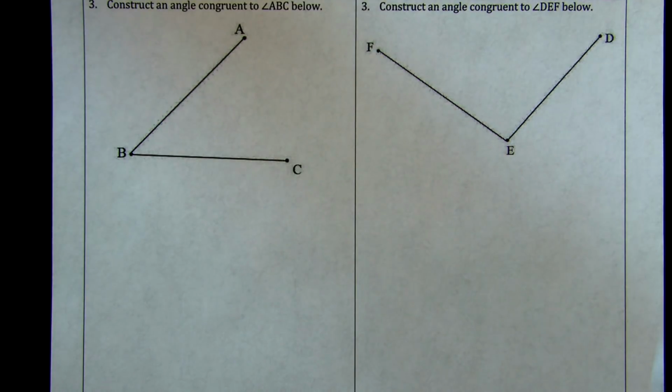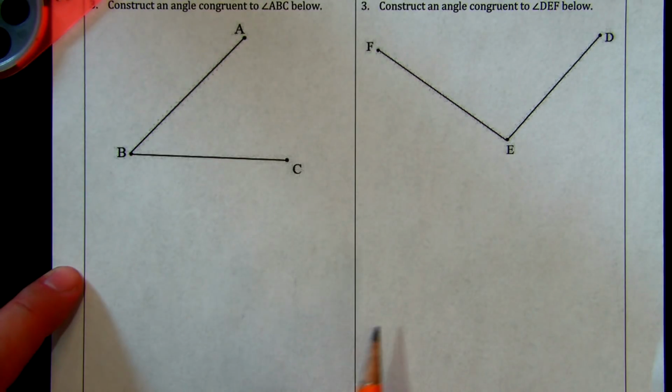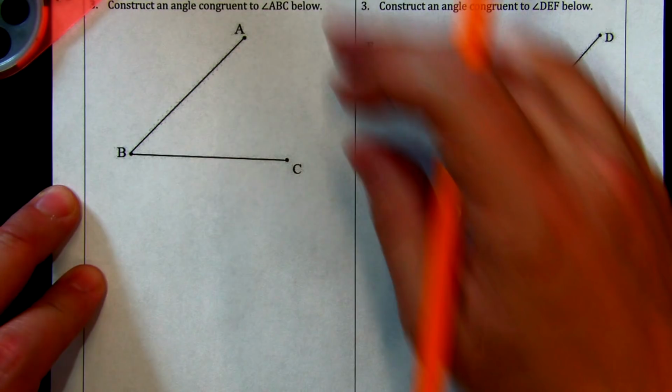Okay, in this video I'm going to show you how to construct a congruent angle. So we've got an angle in this picture at ABC, and we're going to construct another angle below it that's the same size as ABC. We'll start by just constructing a segment that's the same size as BC.